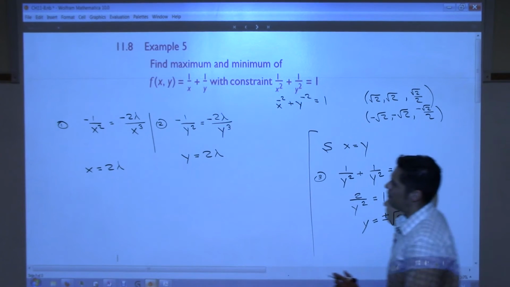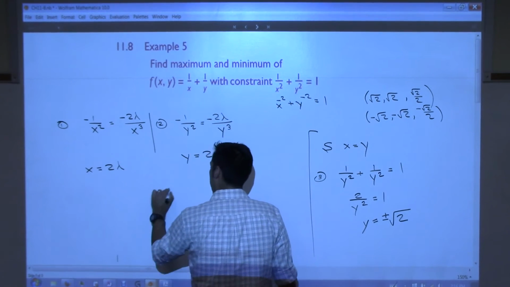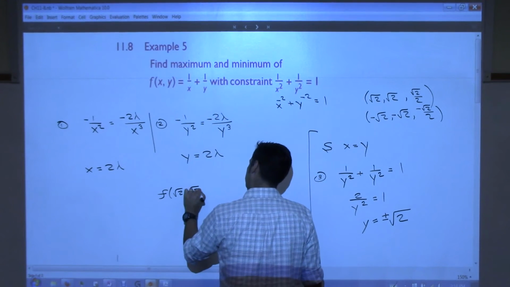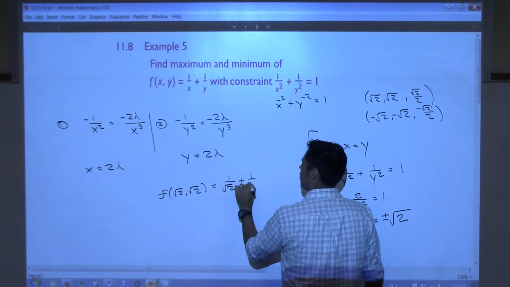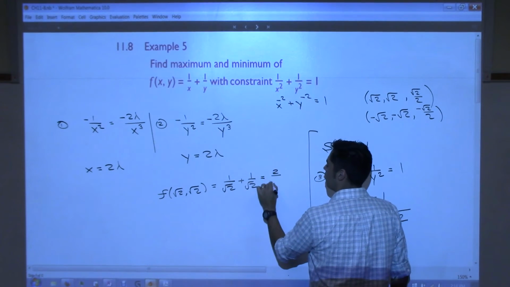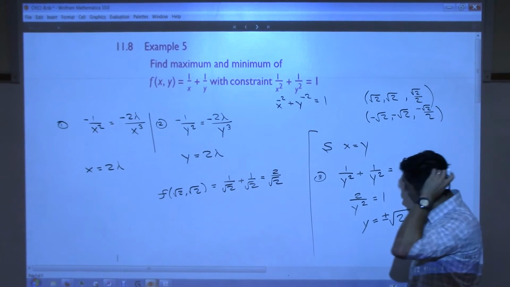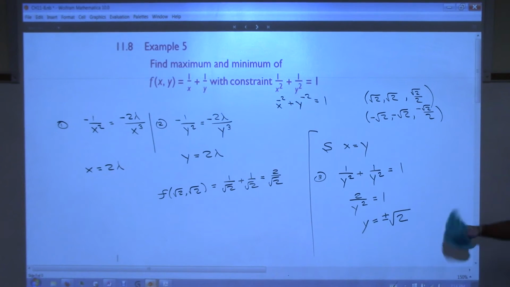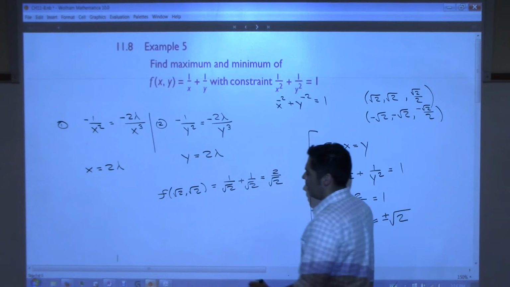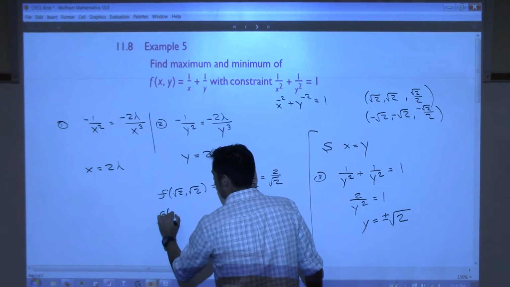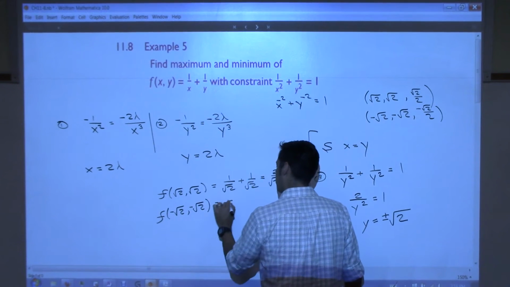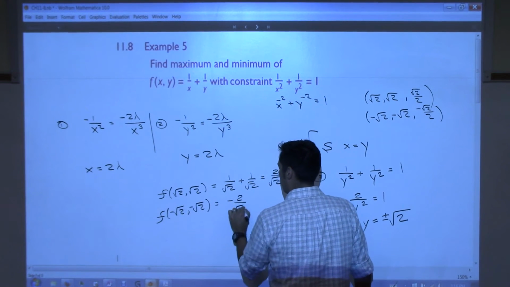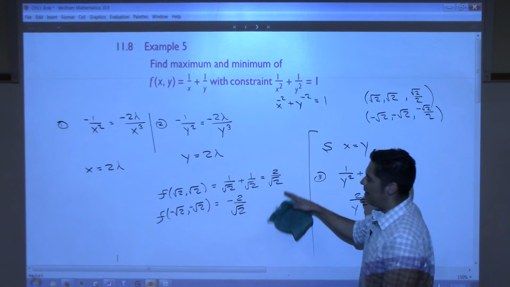Let's see. What's f of root 2? 1 over root 2 plus 1 over root 2, which is 2 over root 2, right? Which is just, if you rationalize the denominator, just root 2. And then the other one is just that, but negative, right? So it looks like we have a max and a min.